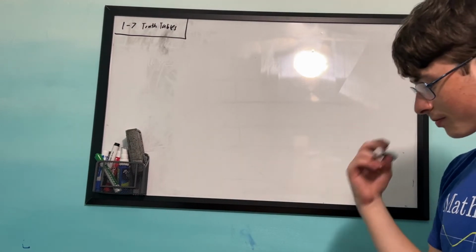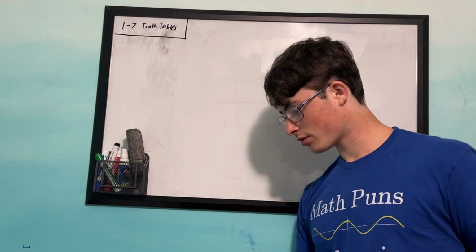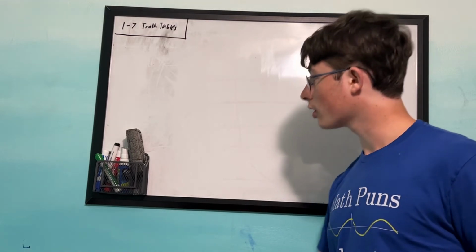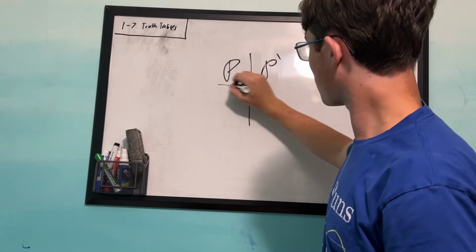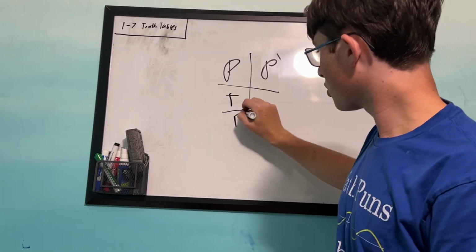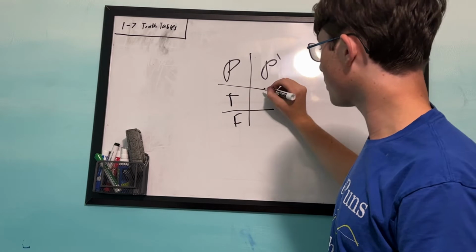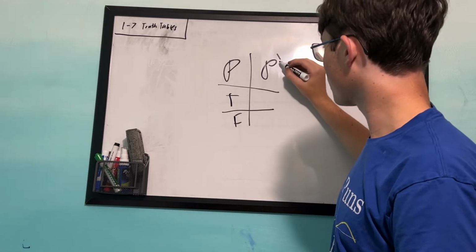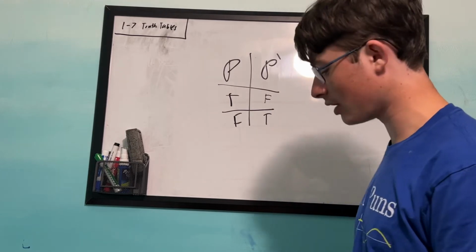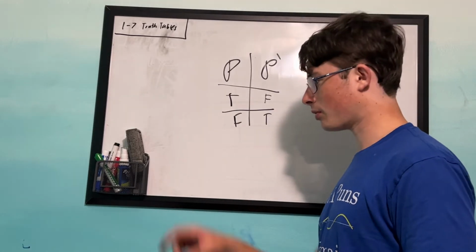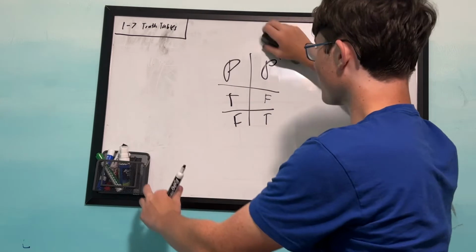So first, we've got the negation of a sentence. It's very easy. We'll just do this. When P is true, the negation of P is going to be false, and vice versa. So we just have this statement right here. Very simple.